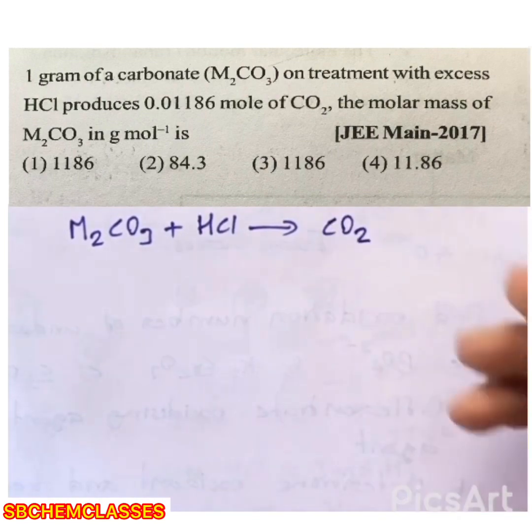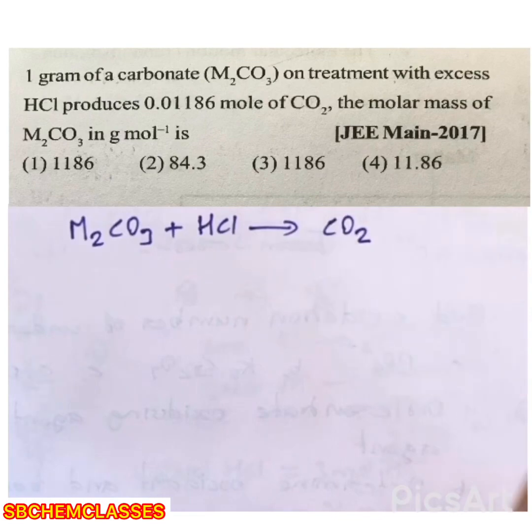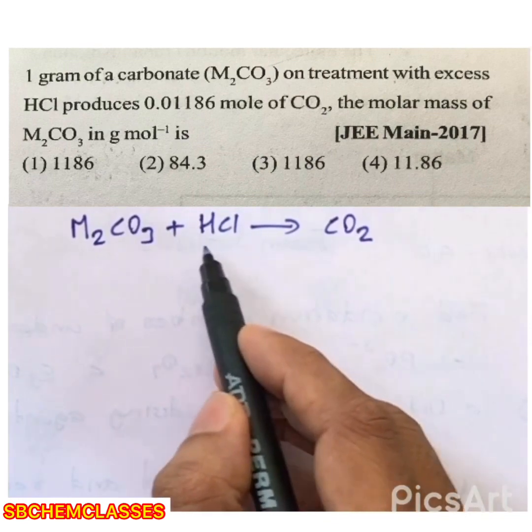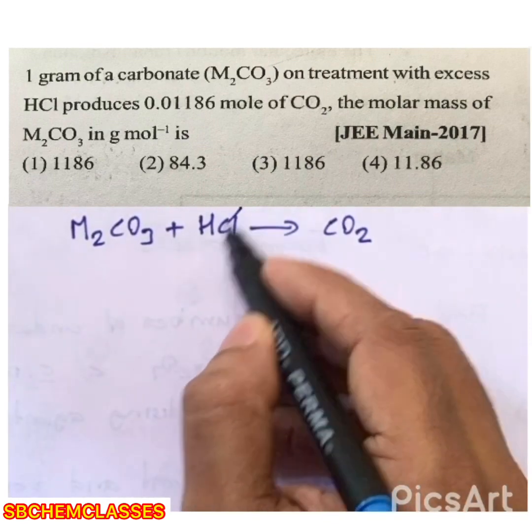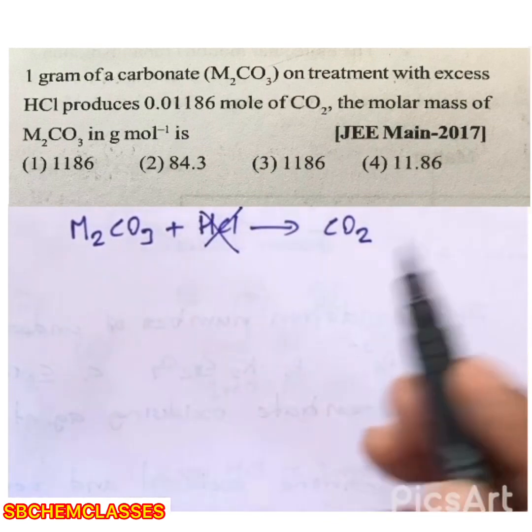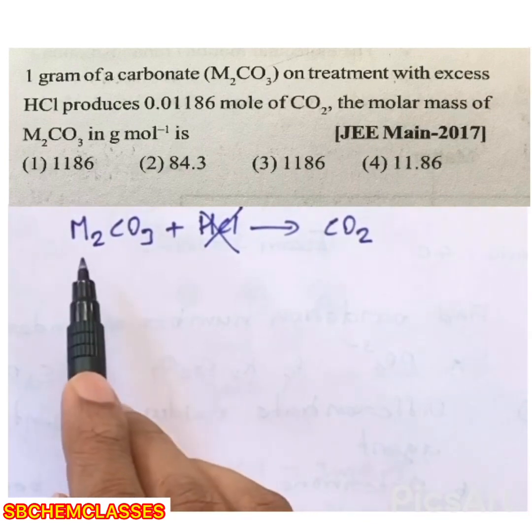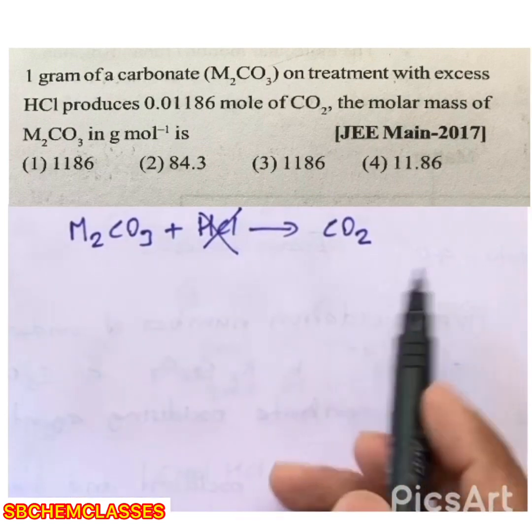CO2 gas, and we will get a byproduct also, but that is not required. Here HCl is in excess, so its amount is not considered. So I am removing that also. To get one CO2, there should be one M2CO3. So their coefficient is 1:1.